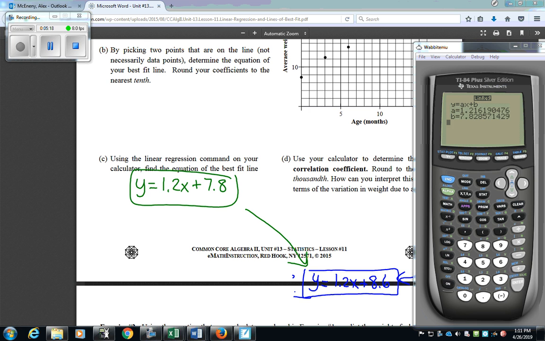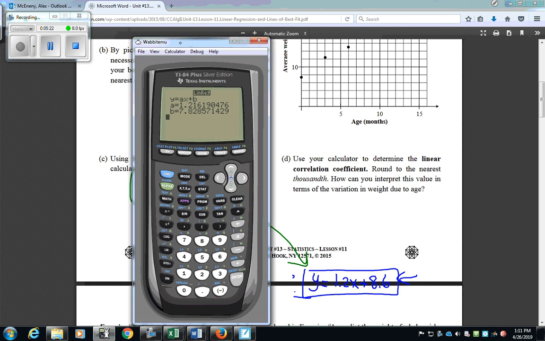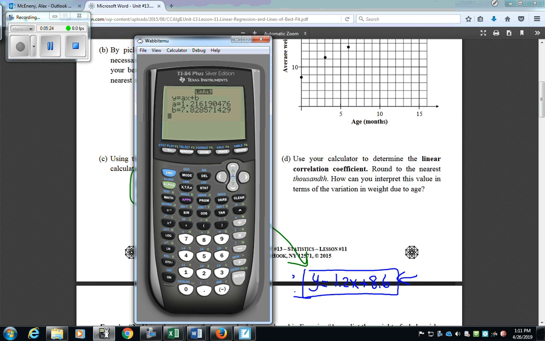And then for part D, it's talking about the correlation coefficient. Now, to get the correlation coefficient on the calculator, you have to press second and 0 to get the catalog. And then if you go down to D, you have to choose diagnostic on. So after you do that, you can pull up by hitting second enter a couple times. You'll see that R will pop up.